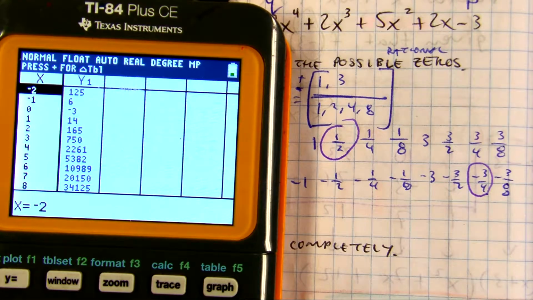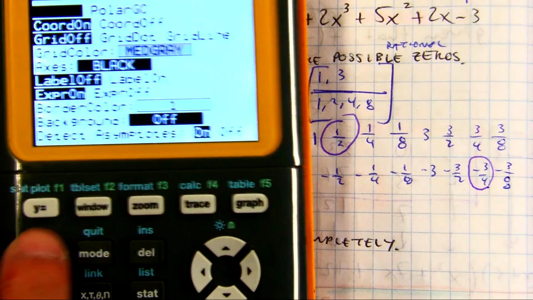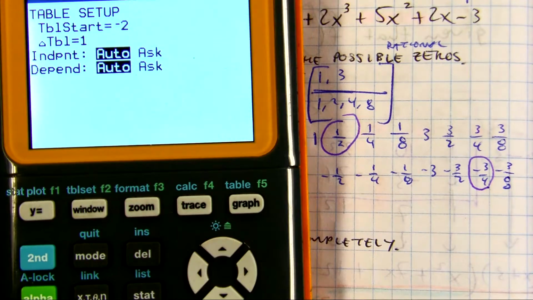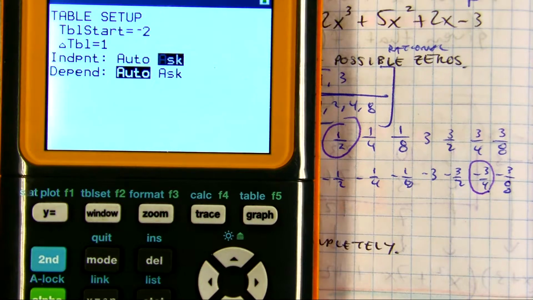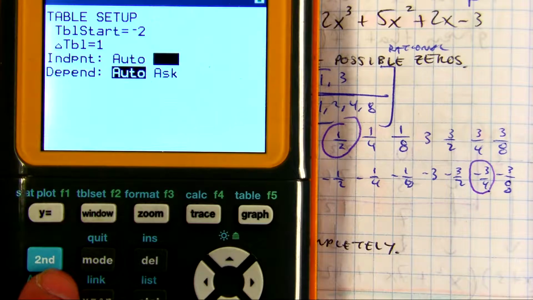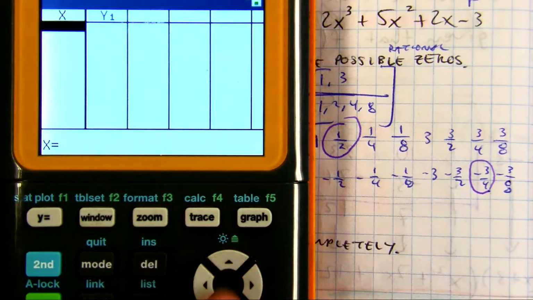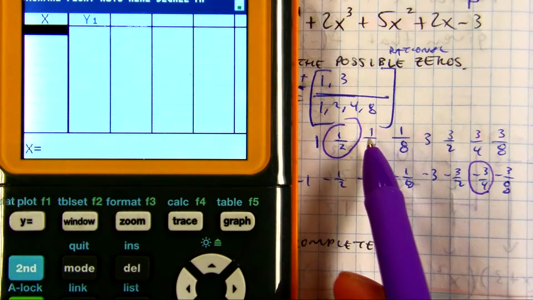So I'm going to have to go to second table set. No, wrong one. Second table set. Independent, I'm going to press ask. Press enter and make sure it's highlighted. And then I'm going to go to second table. And then I can type in those numbers. 1/4.